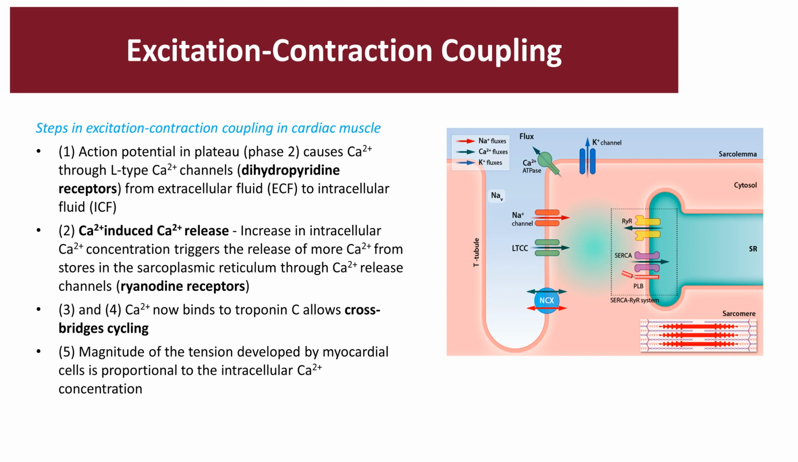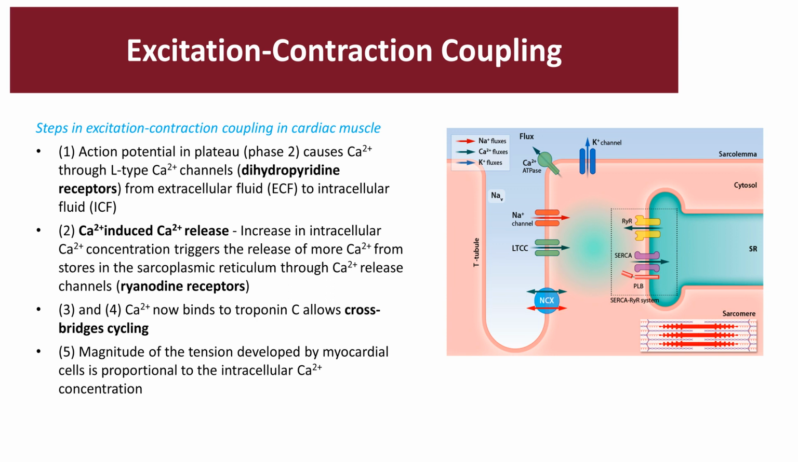Step 1, during the action potential in phase 2, the plateau, causes calcium to enter via the L-type calcium channels, also known as the dihydropyridine, DHP, receptors, from the ECF into the ICF. Step number 2, this is the calcium-induced calcium release phenomenon. As you increase the intracellular calcium concentration, this triggers release of more calcium from the storage of the SR, and the calcium releases from the ryanodine receptors. Those are the gates that are closed inside the sarcoplasmic reticulum.